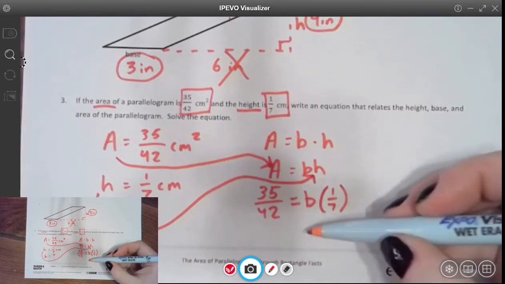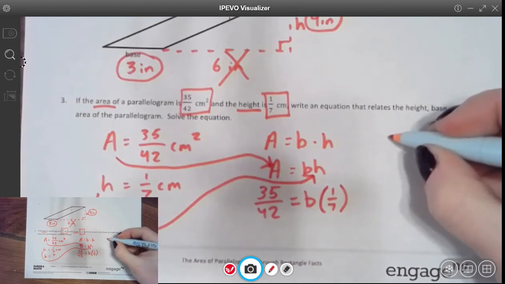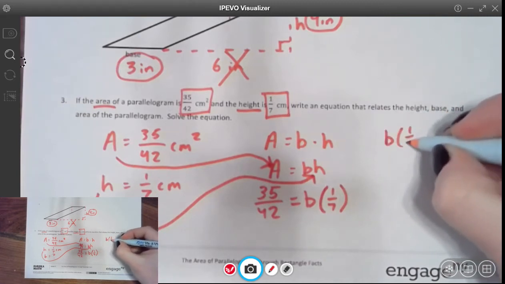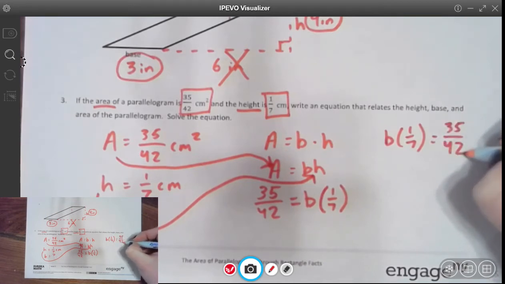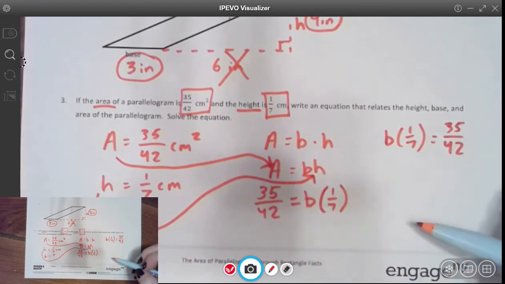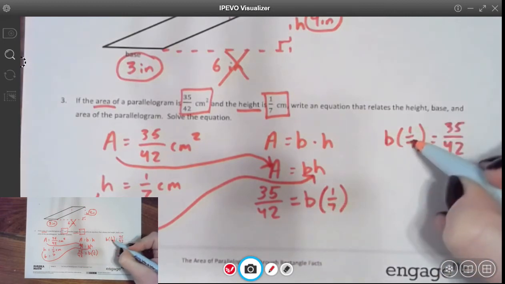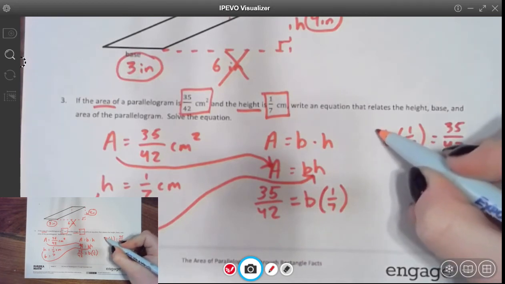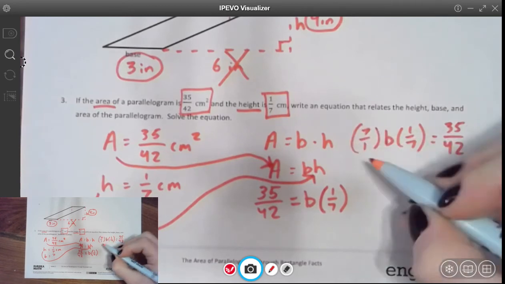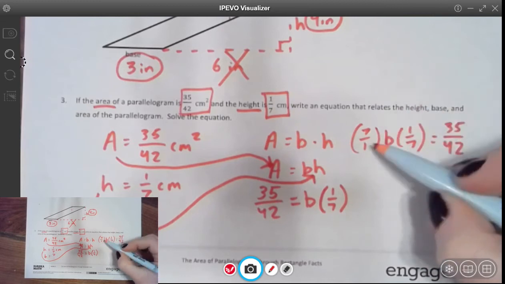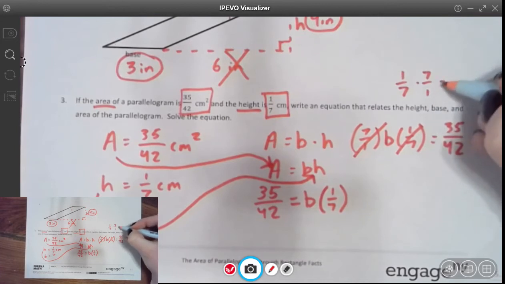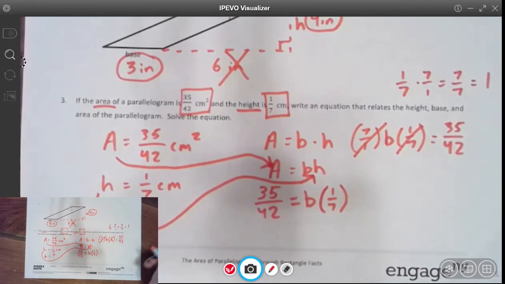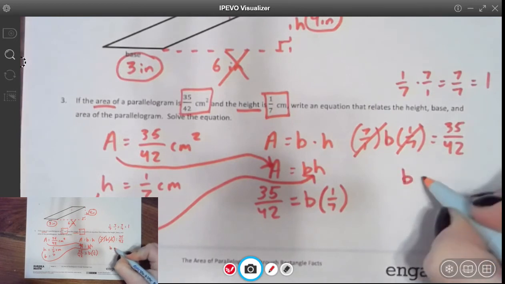Okay, and I know we're used to the variable being on the right side, so we could rewrite this as b times 1/7 equals 35/42. We didn't change the value here, we just flipped it around. And remember, to make this a 1, we have to multiply 1/7 by 7/1. So again, remembering that from the warm-up. This cancels out because remember 1/7 times 7/1 equals 7/7, which equals 1. So we're just left with b, or base.